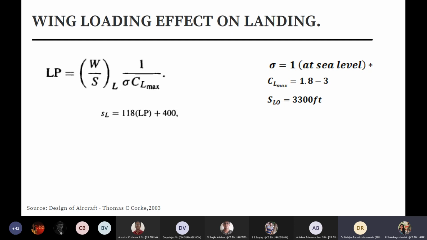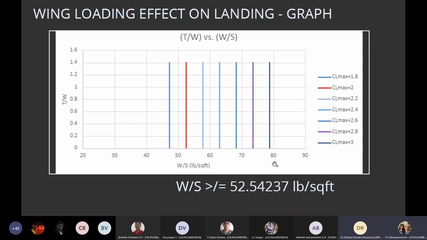So for the last segment, our landing segment, again, we've taken the formula from Clark, and we fixed our value of CL in the range of 1.8 to 3. No, here the CL max, this is correct. Don't say CL. Both are different things. CL max and CL are totally different things. The maximum value of CL is CL max. Then we substituted in our SL formula, and we've got this graph. Again, our CL max is fixed to be 2, and the region to the right is feasible.